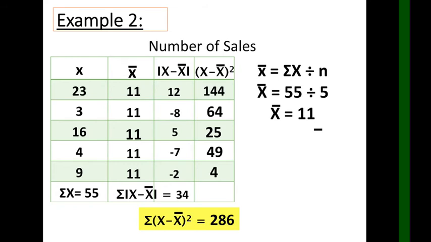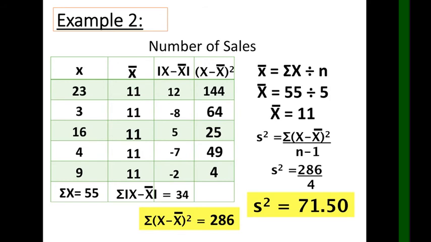286. Again, we have a total items of 5. That is 5 minus 1 as given in the formula of the variance, and that is equal to 4. Therefore, 286 divided by 4, and the answer is 71.50. Therefore, the variance of the number of sales in a retail store is equal to 71.50.